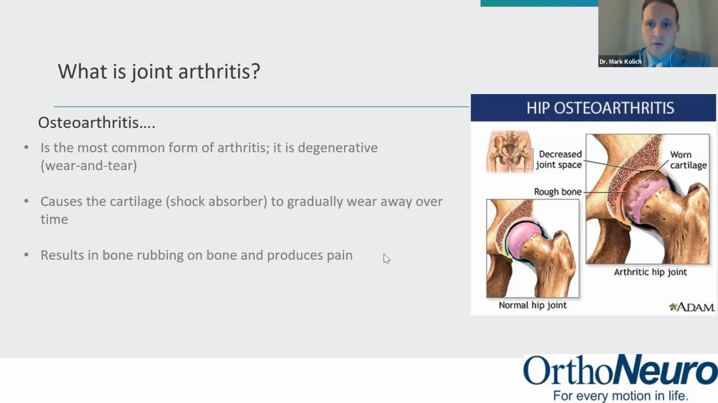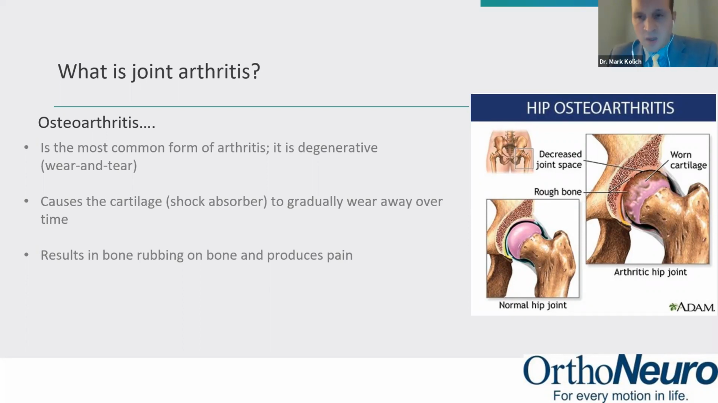So osteoarthritis. There are a number of different arthritic wear patterns, but specifically osteoarthritis is the most common form of arthritis. It's degenerative. We often refer to it as the wear and tear type or the tattered and torn type of arthritis. This causes the cartilage, or the shock absorber within your hip joint, to gradually wear out. Over time, that cartilage wears down to bone and results in bone-on-bone articulation through that hip joint and causes patients to have pain.